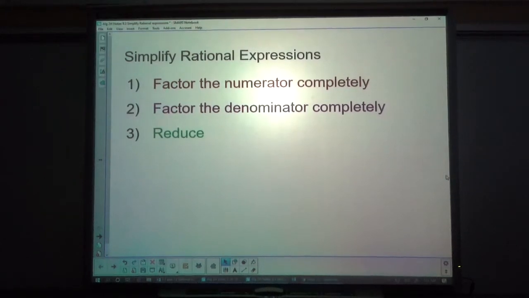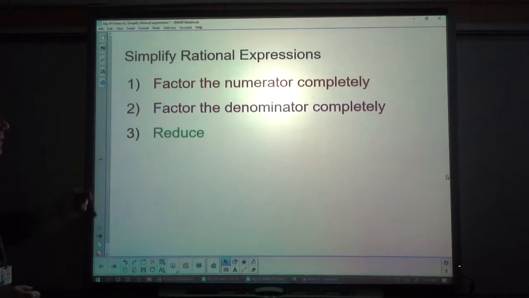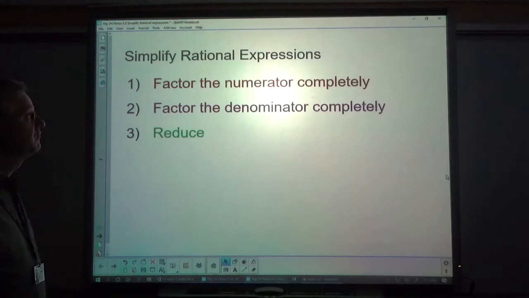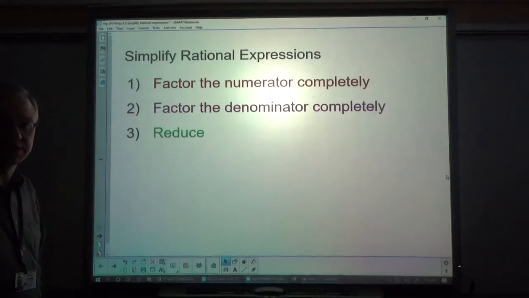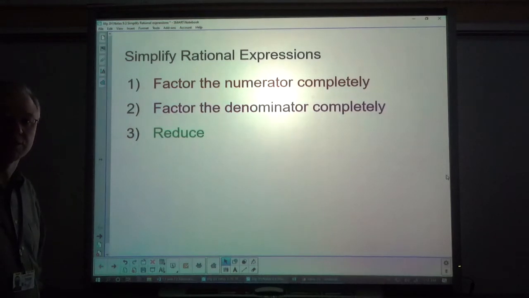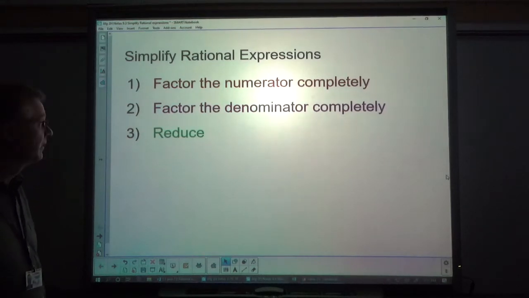Welcome. Today we're going to work on simplifying rational expressions. In other words, fractions. Now, these fractions aren't going to be your basic fraction. These are going to be polynomial fractions. So the first step you're going to want to do in each of these is to factor the numerator completely. The next step is to factor the denominator completely, when possible. And then finally, you're going to reduce what's left.